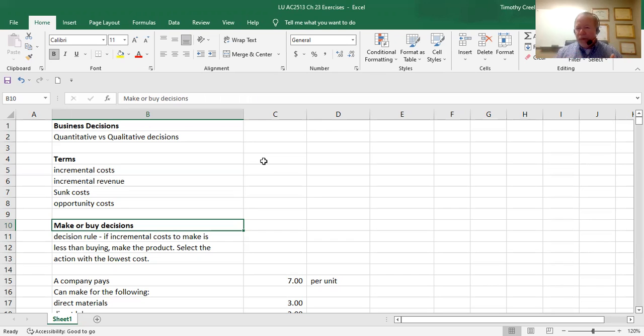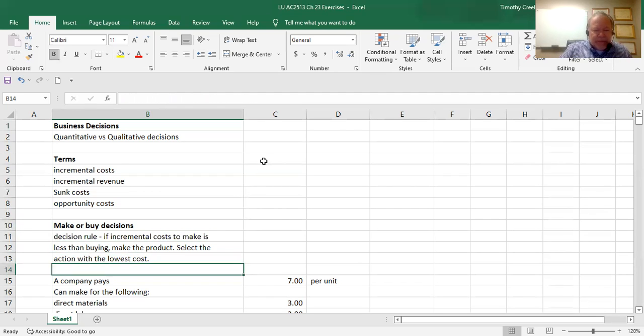We give up control of the quality. We give up control of the timeliness of delivery. And so we've really got to trust a supplier a lot to turn over control over something of that nature. Because think about it, if they're late or if they give us a shipment that doesn't meet our quality standards, then we might have to shut down production if it's a part maybe. So basically, that is a big qualitative aspect of the decision when it comes to make or buy decisions.